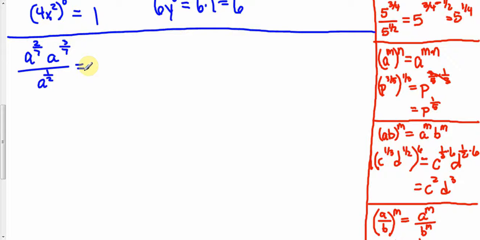You got a lot going on here, so you're going to take it one step at a time. Simplify this a to the 2/7 times a to the 3/7 first. You're multiplying like bases, so what do we do with the exponents? Look back at your rules. You add them. So 2/7 plus 3/7 is 5/7, over a to the 1/2.